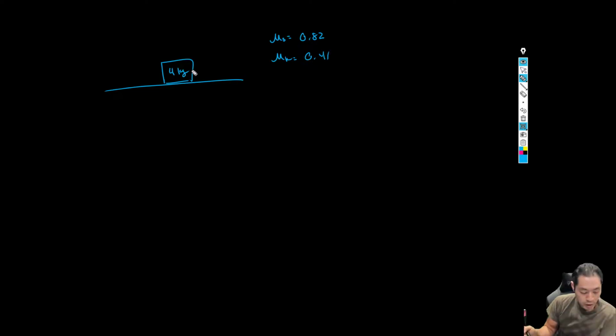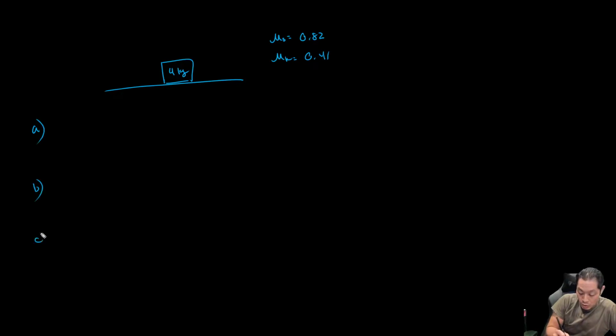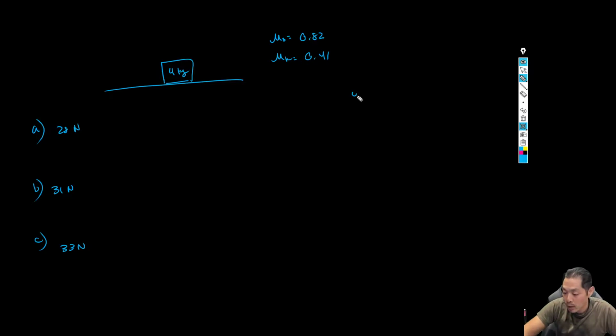Next one, there's a brick on a concrete floor. Mu s is equal to 0.82. Mu k is equal to 0.41. And the brick has a mass of 4 kilograms. And we're pushing it with 3 different forces: 28, 31, 33. Okay, so first thing you want to ask is, will it move?